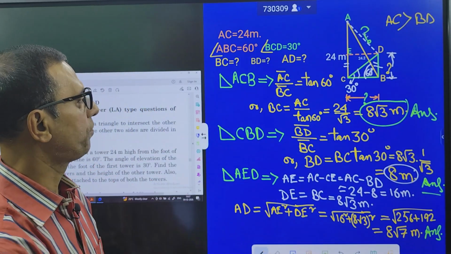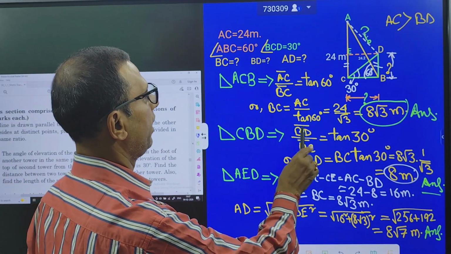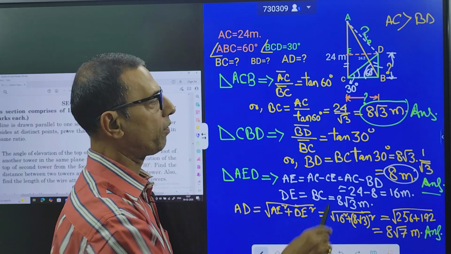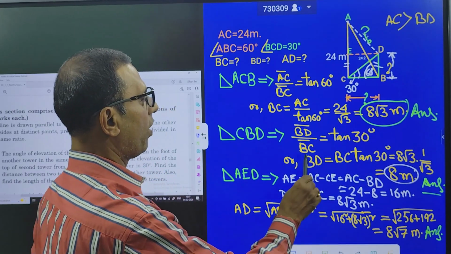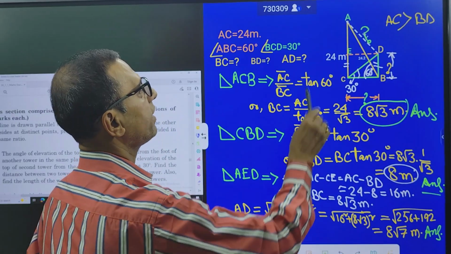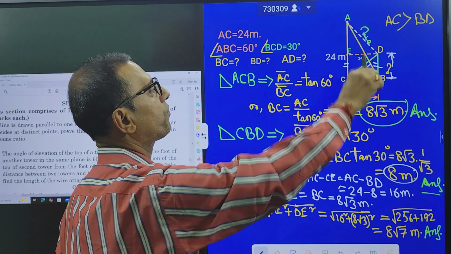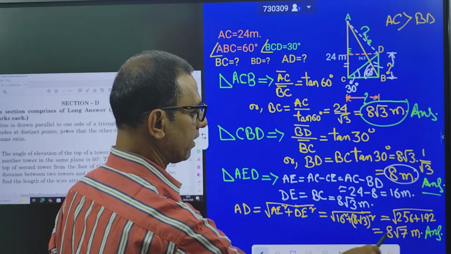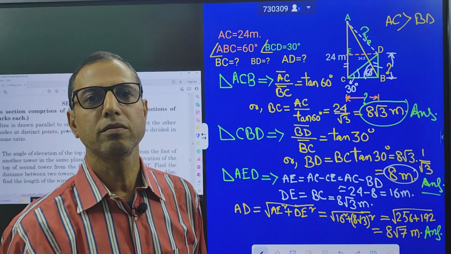So we have found three answers. What is the distance between the two towers? That is 8 root 3 meter. What is the height of the second tower? That is 8 meter. What is the length of the connected wire from the tops of the towers? That is AD, which equals 8 root 7 meter. Got it?